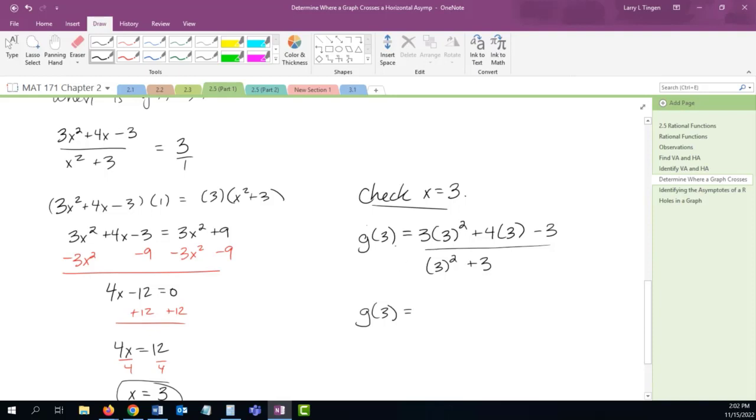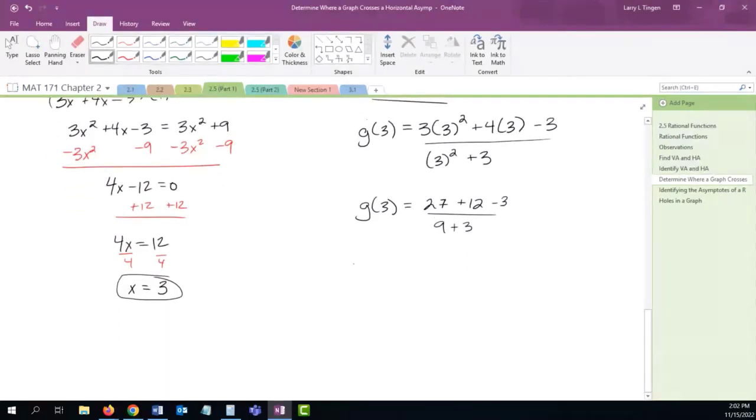What does that equal? 3 times 3 squared is 27. 4 times 3 is 12. In the denominator, 3 squared is 9. 27 and 12 is 39. 39 minus 3 is 36. 9 plus 3 is 12. 36 divided by 12 is 3. So I cross at 3, 3.